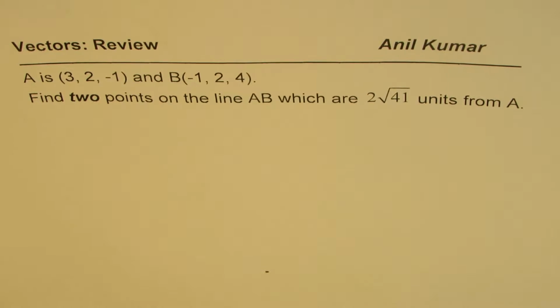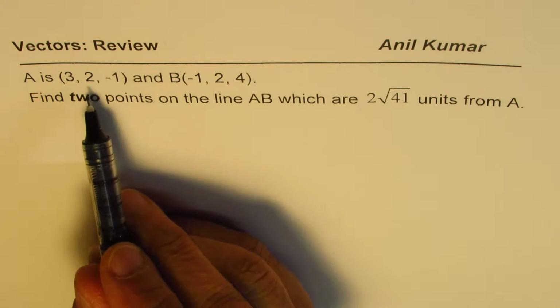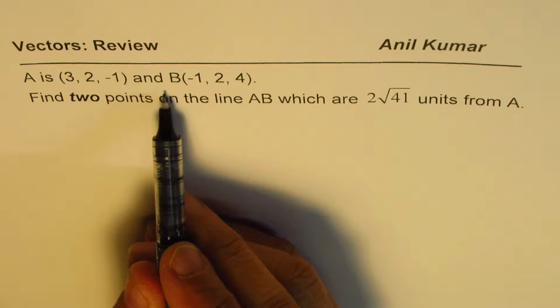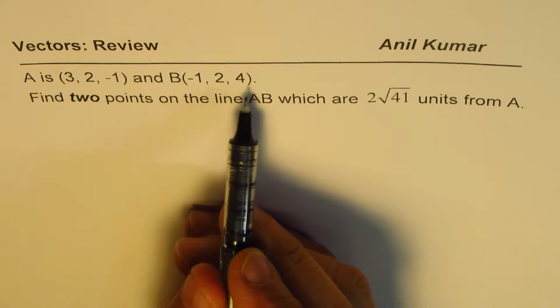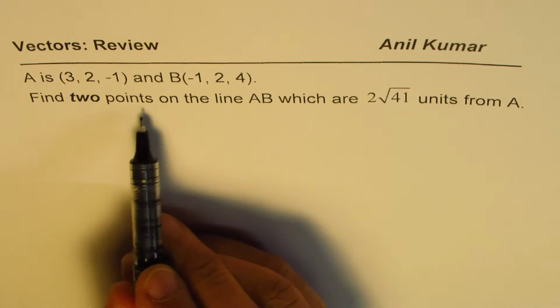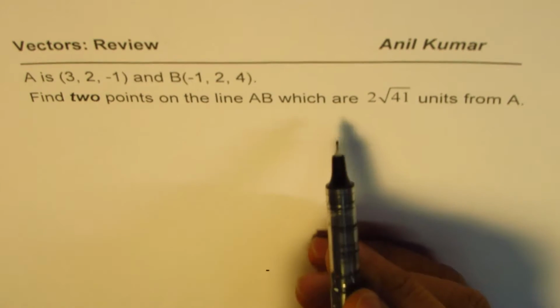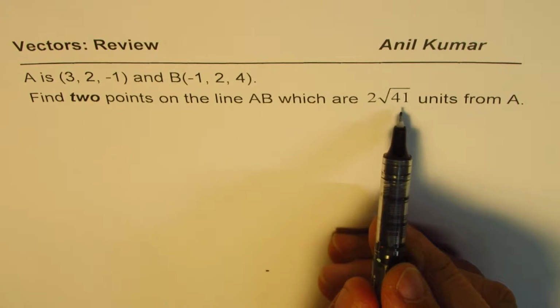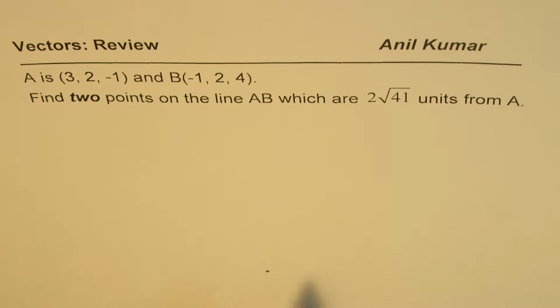The question here is: A is (3, 2, -1) and B is (-1, 2, 4). Find 2 points on the line AB which are 2√41 units from A. I'd like you to pause the video, answer the question, and then look into my suggestion.